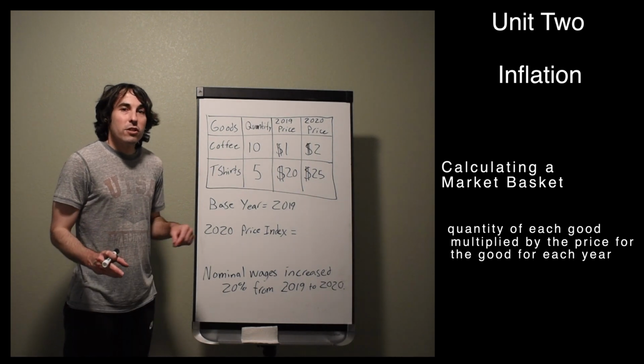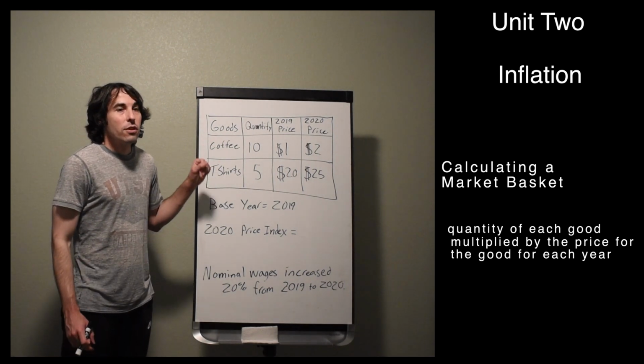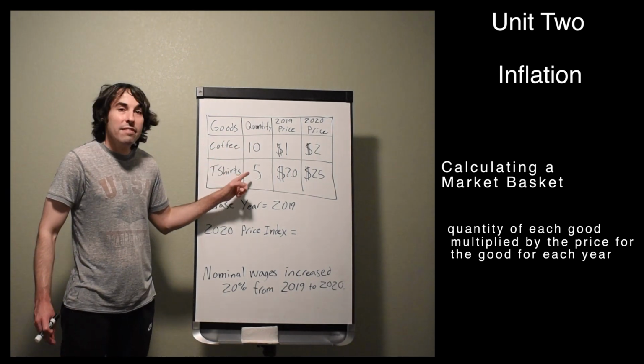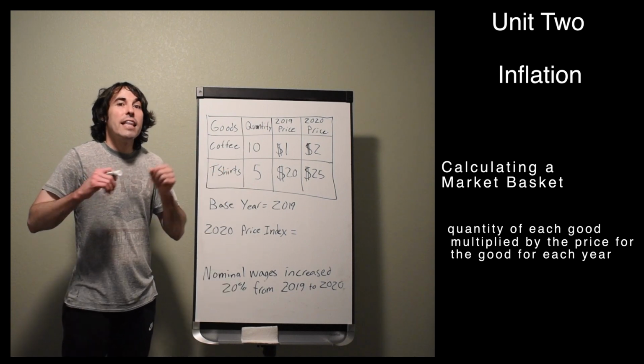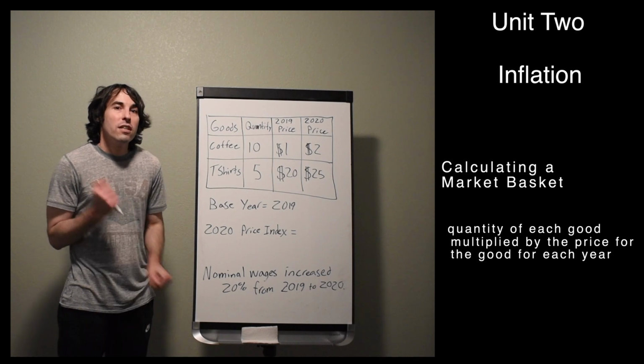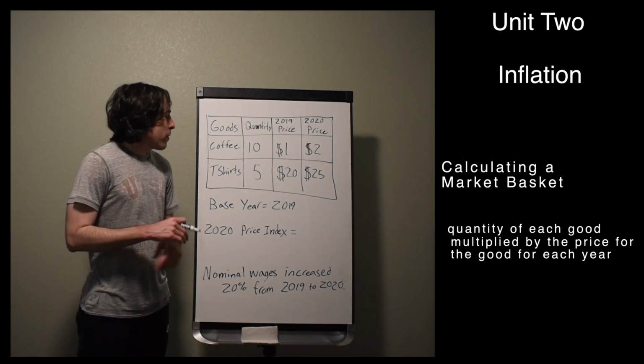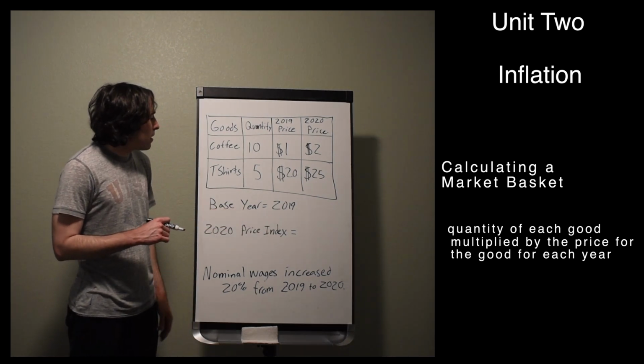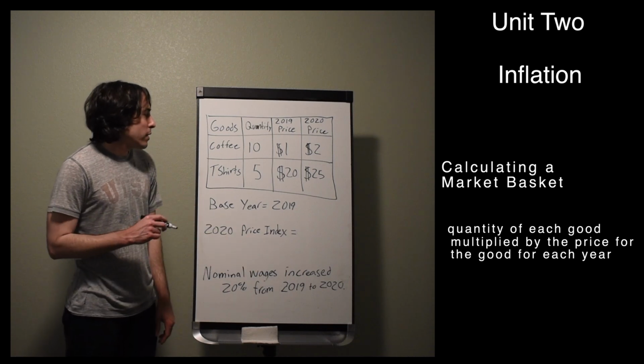The two goods we're going to be looking at right here are coffee and t-shirts. We're going to buy 10 coffees and 5 t-shirts in 2019, and then again in 2020, and measure the difference in prices between the 2 years. So first, to do this, we're going to use the base year of 2019. We've got to calculate the 2020 price index.